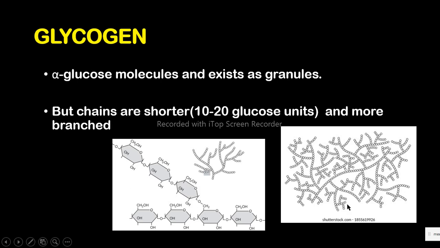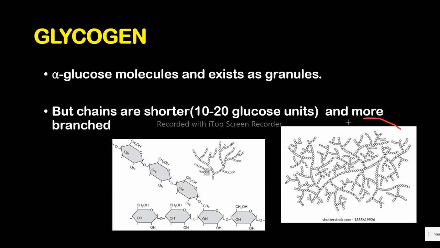Imagine if this were just linear. How long would it cover? You would need relatively 2 cells to store just this. But because they are highly branched, you can easily store them in this small space. Are you seeing?